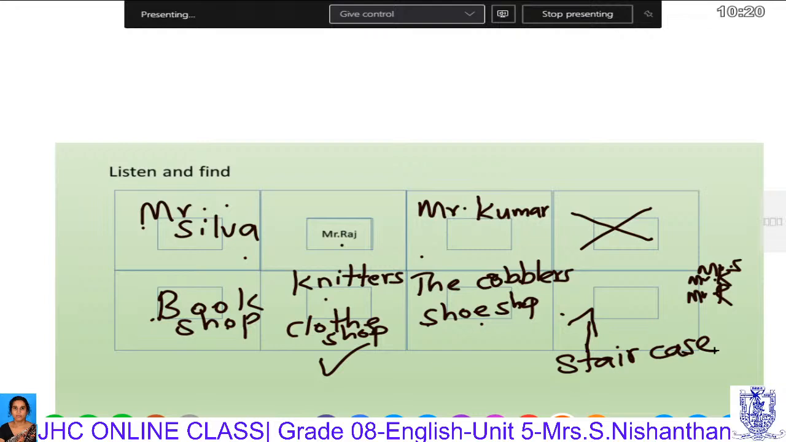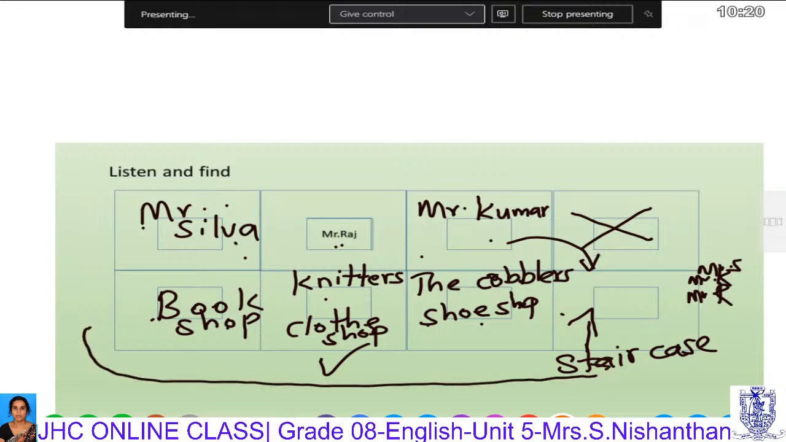So Mr. Silva has to pass Mr. Raj and Mr. Kumar's flat to come down. That's right. When their friends or relations visit their places the first time, they have to go around the building to find the entrance. This is the entrance. Now you can check your answers.